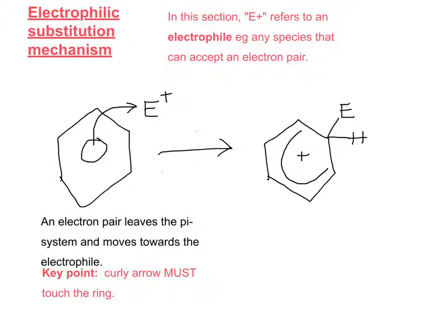So that pi system has to be restored somehow, and the way it happens is that the bond between the hydrogen and the carbon it was attached to breaks. That electron pair moves back into the partially delocalized pi system, and the pi system is now restored like so. The electrophile is attached, substitution in other words, and the hydrogen comes off as a proton.